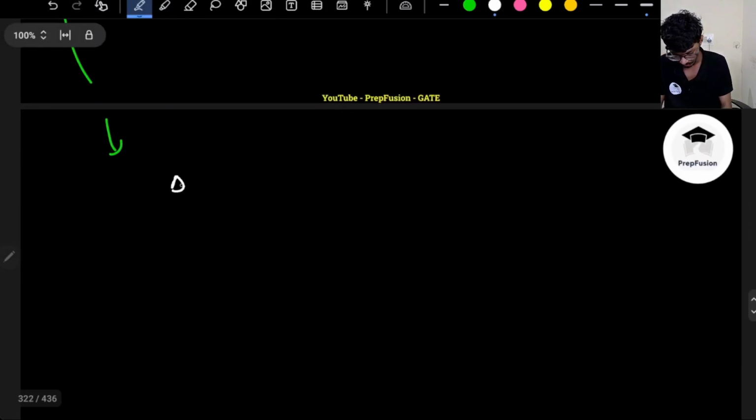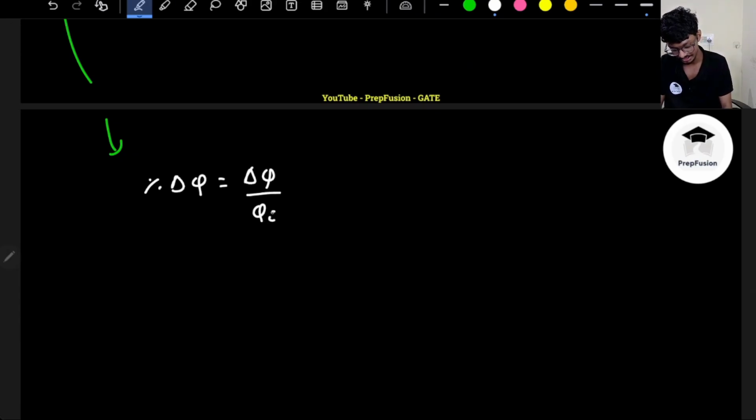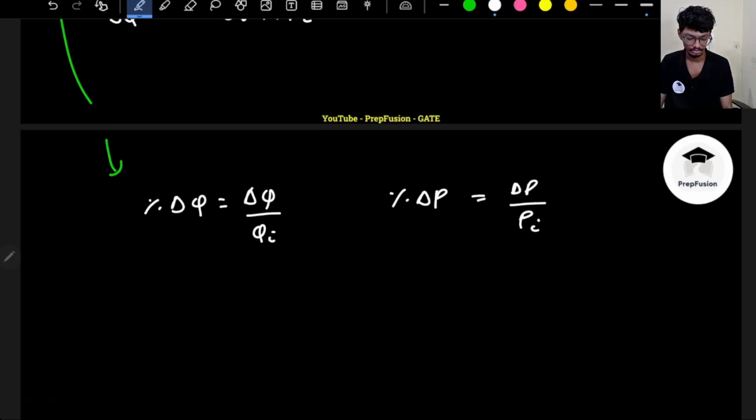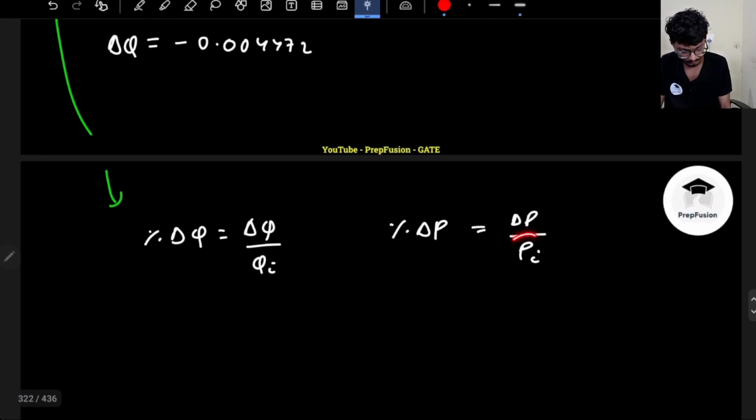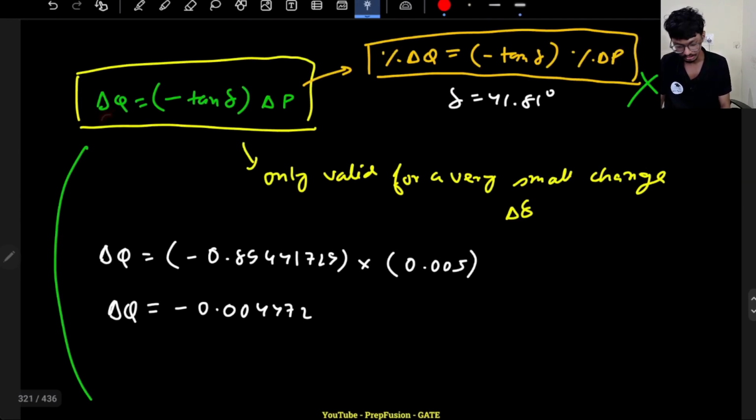If I want to find out the percentage change of delta q, it is delta q upon q initial. What is the percentage change of delta p? It is delta p upon p initial. So if I want to write this percentage change, here I am dividing by p initial, but here I am dividing by q initial. So I cannot divide both sides by different numbers and then say they are equal. That is not possible, right?